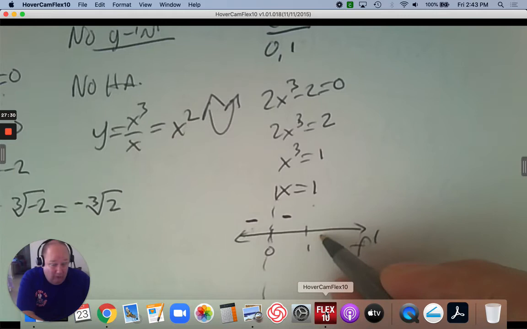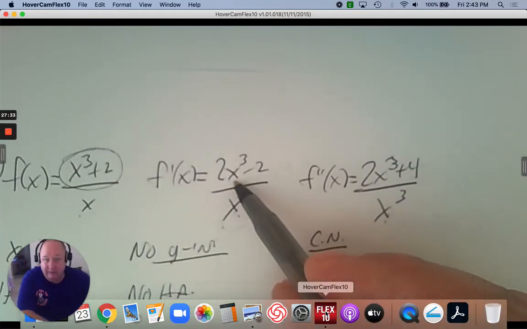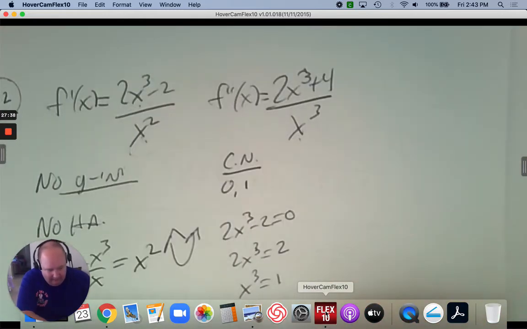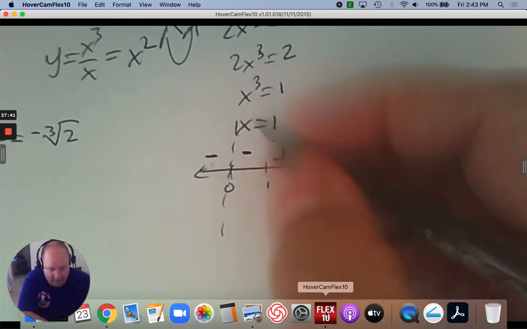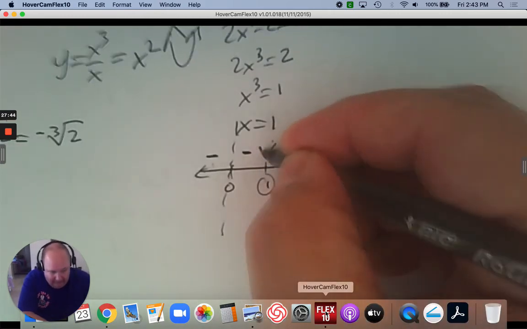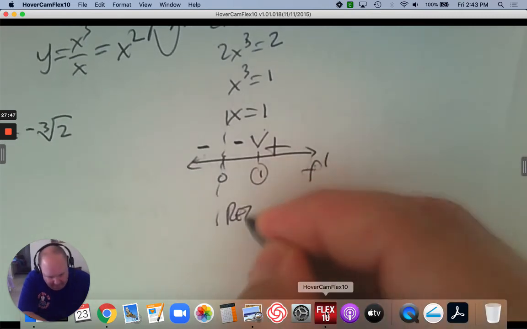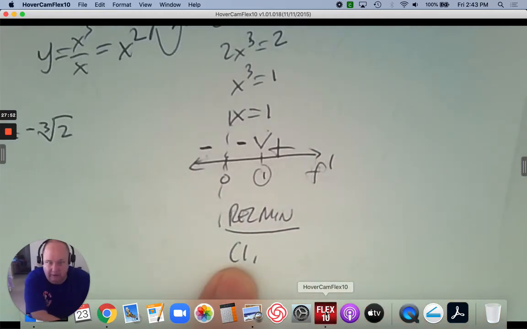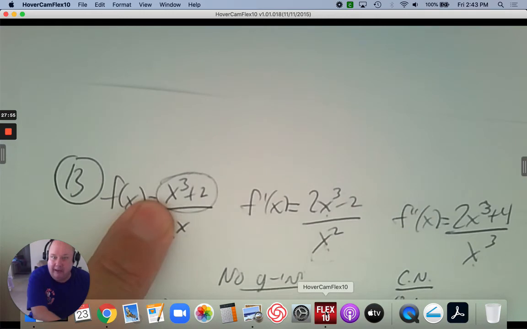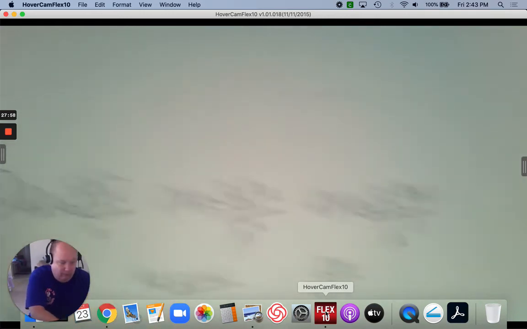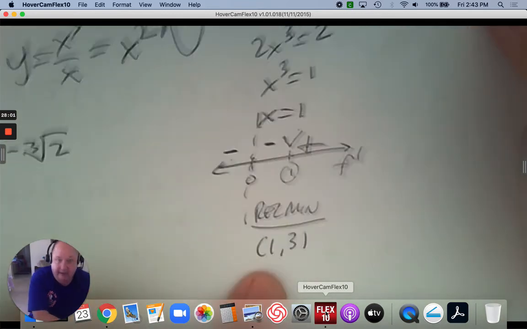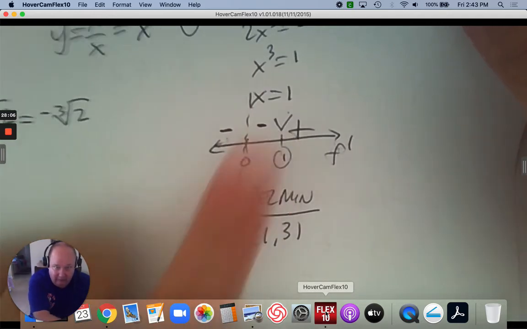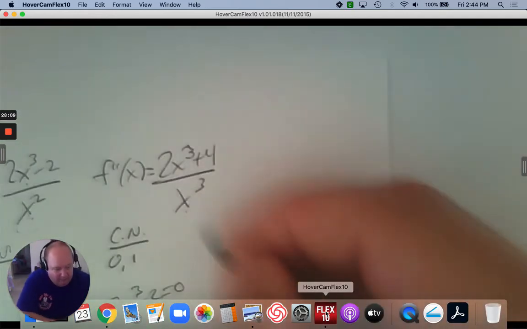Plug in a number bigger than 1, any number bigger than 1, into the derivative, like 1,000, and you can see it's a positive over a positive. So we learned that 1 is a minimum. And again, I'll summarize this all at the end. Well, when x is 1, what's the y-coordinate that makes a minimum? So when x is 1, I get 3 divided by 1, which is 3. So (1, 3) is a minimum, and 0 is an asymptote. And then we have decreasing and increasing.